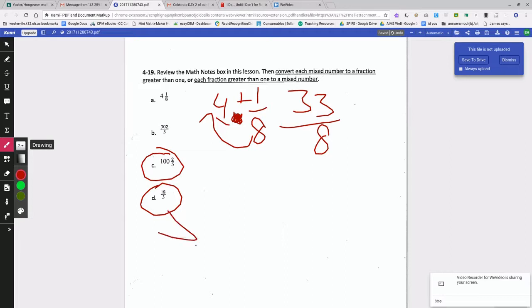Now, looking at D, you always have to think how many times does your denominator go into your numerator? Well, 3 can actually go into 18 6 times, so your answer is 6. So when you come to B, you're going to have to think how many times does 3 go into 302? That is your whole number, and whatever is left over, if there is something left over, you keep as a fraction.